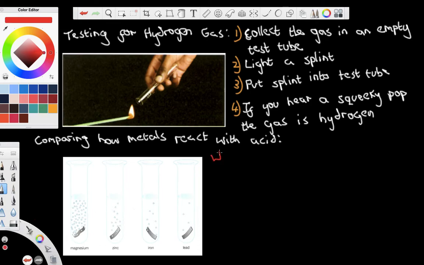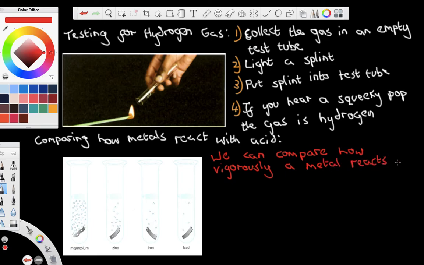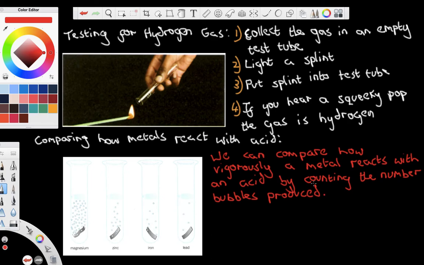So we can say that we can compare how vigorously a metal reacts with an acid by counting the number of bubbles produced, full stop.